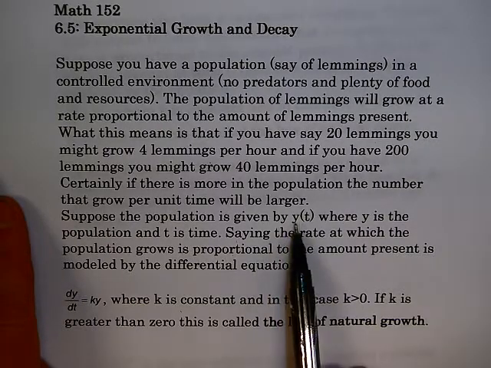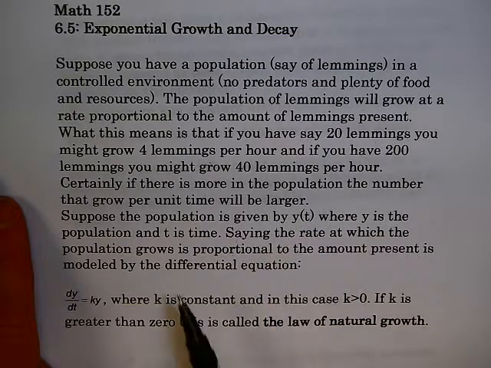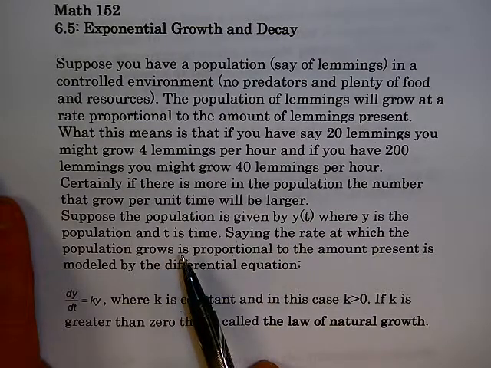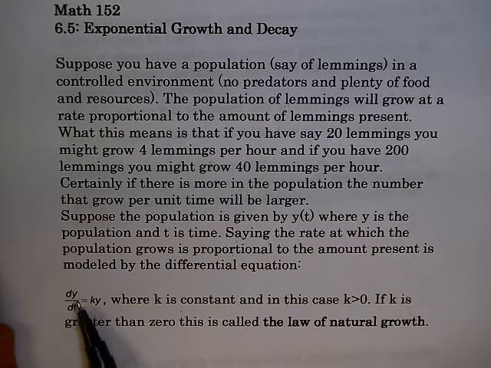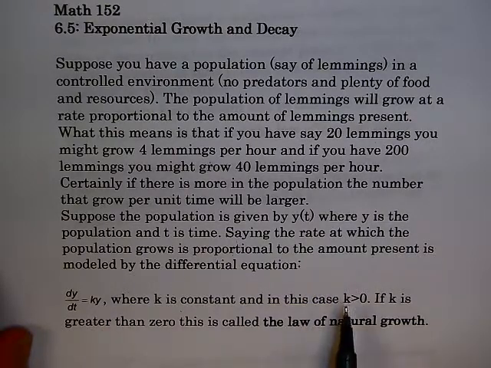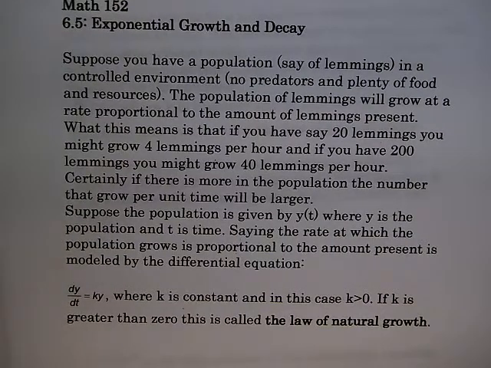Let's suppose that population is given by the function y of t, where y is the population and t is time. Saying the rate at which the population grows is proportional to the amount present is modeled by the following differential equation: dy/dt equals k times y, where k is a constant. And in this case, k is greater than 0. Since the population is growing, k is greater than 0, this is called the law of natural growth.